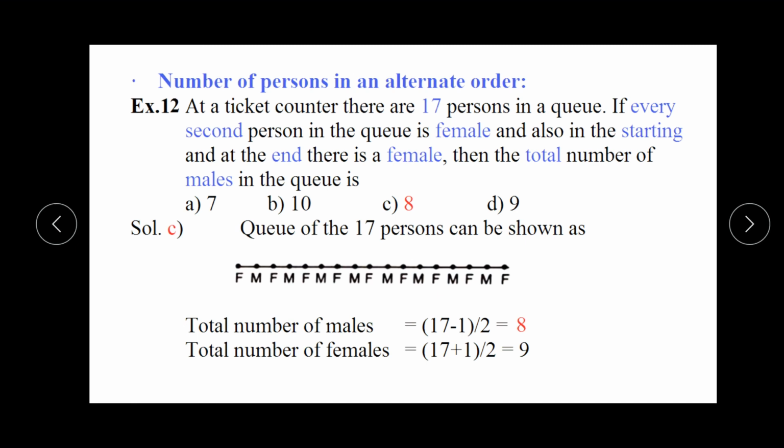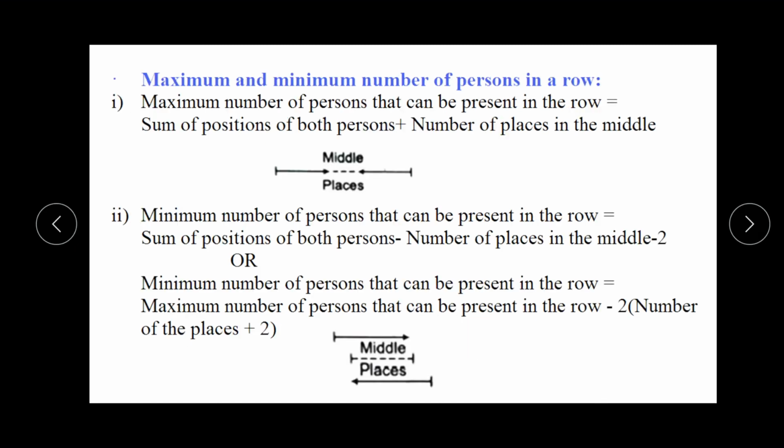Now if we are finding out how many females there are and the number of males is not given, that time what will we do? We will check that the row is of odd numbers, and for odd numbers, how can we find out the average? We know what we did: we will add 1, 17 plus 1, and then we will divide by 2. That will be 18 divided by 2, which is equal to 9.